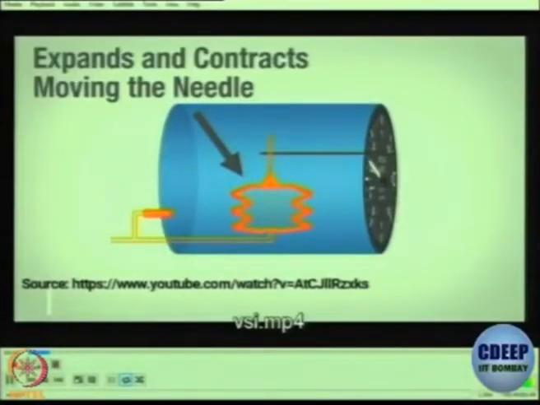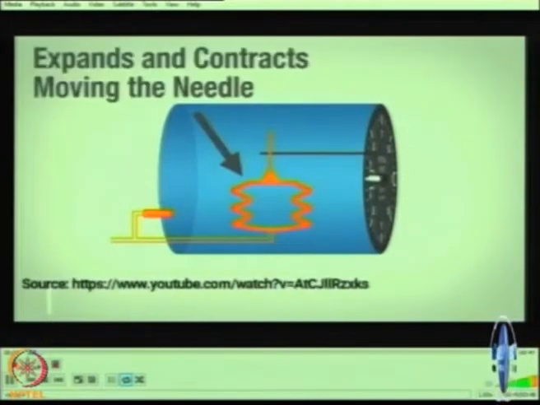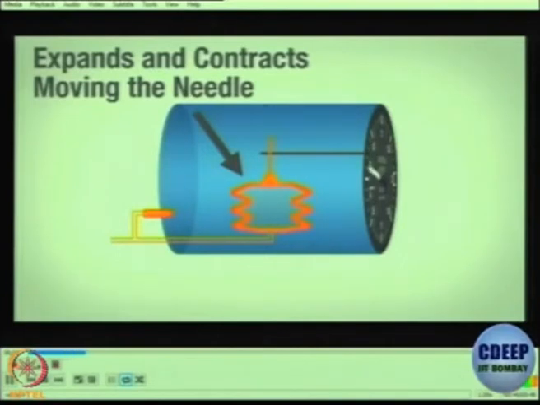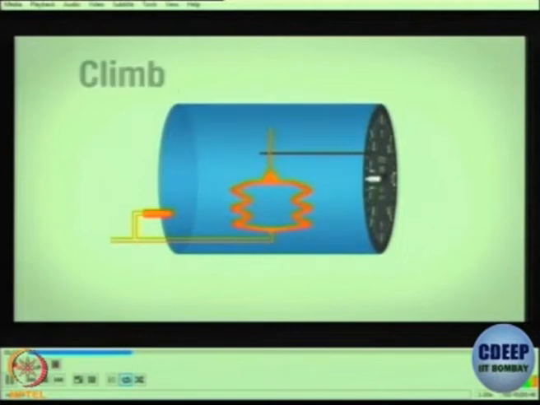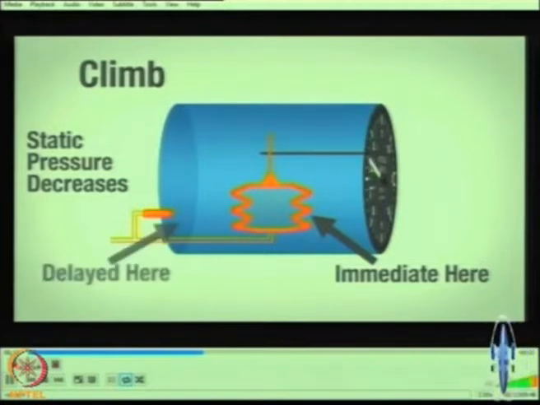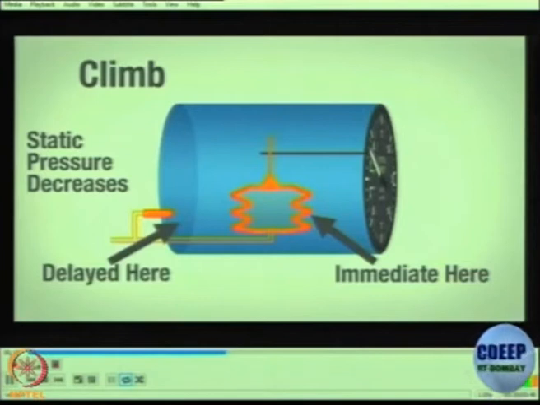The diaphragm expands and contracts, and as it moves, it turns some gears and some rods, which causes the needle on the front of the VSI to move up and down. So, let's take a look at a scenario where you're climbing. As you climb, the outside air pressure starts to decrease, and that decrease happens immediately in the diaphragm. But the calibrated leak in the case doesn't let the air escape right away, and so now the case is at a higher pressure than the diaphragm. That causes the diaphragm to squeeze. It gets smaller, causing the VSI's needle to move up.